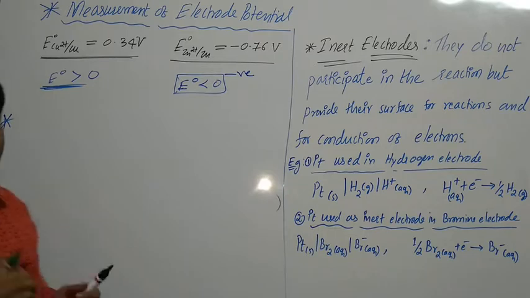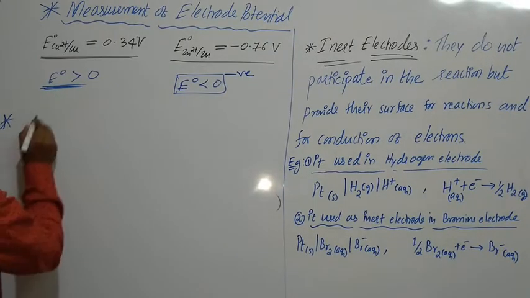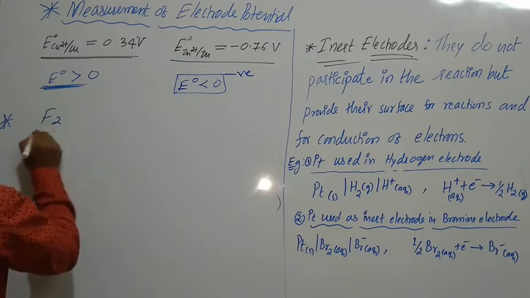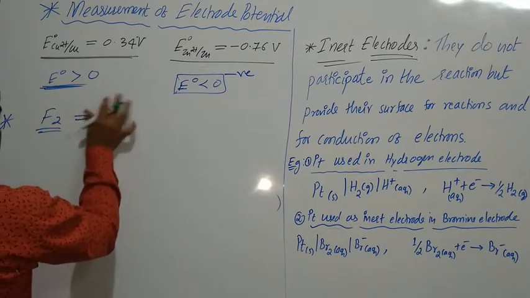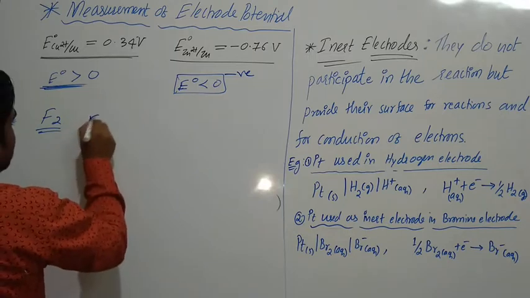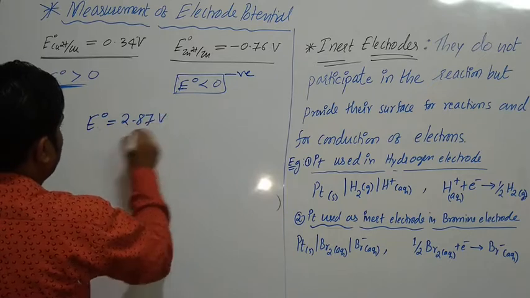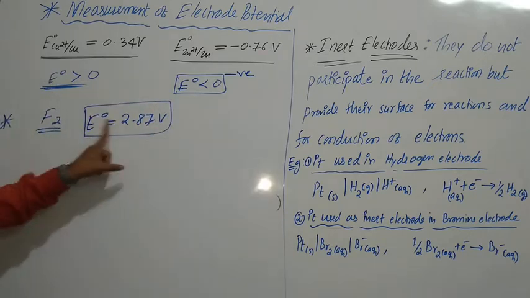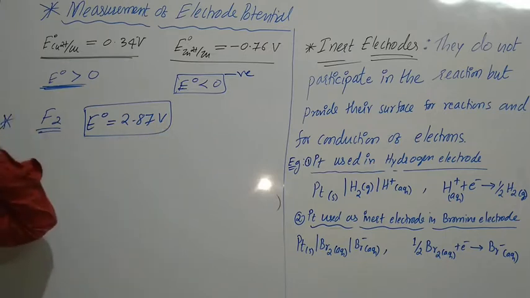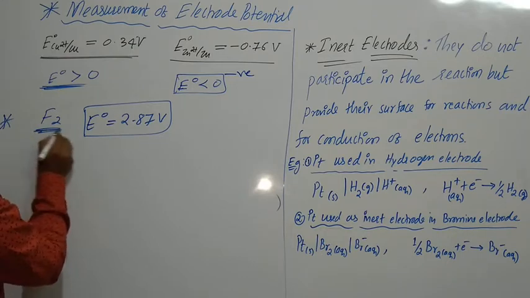Here, the standard electrode potential is highest for fluorine. Please remember, the standard electrode potential of fluorine is E0 equals 2.87 volt. For fluorine, the electrode potential is 2.87 volt. This is the highest.